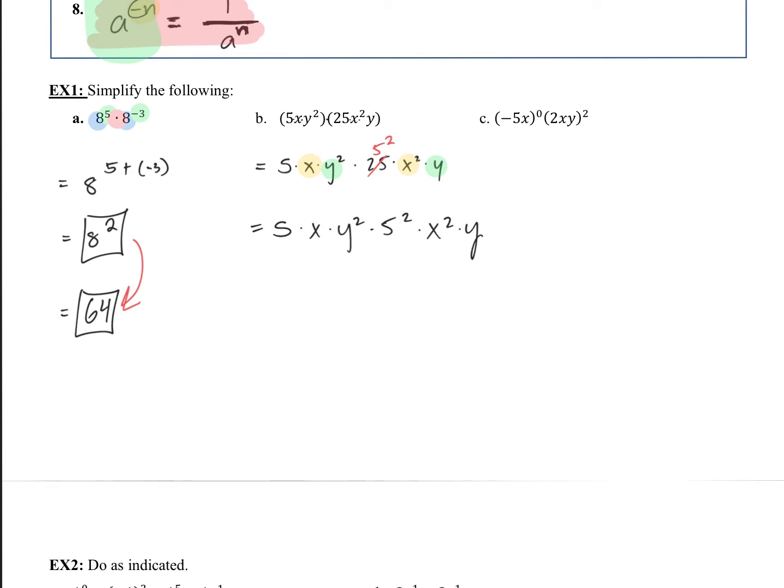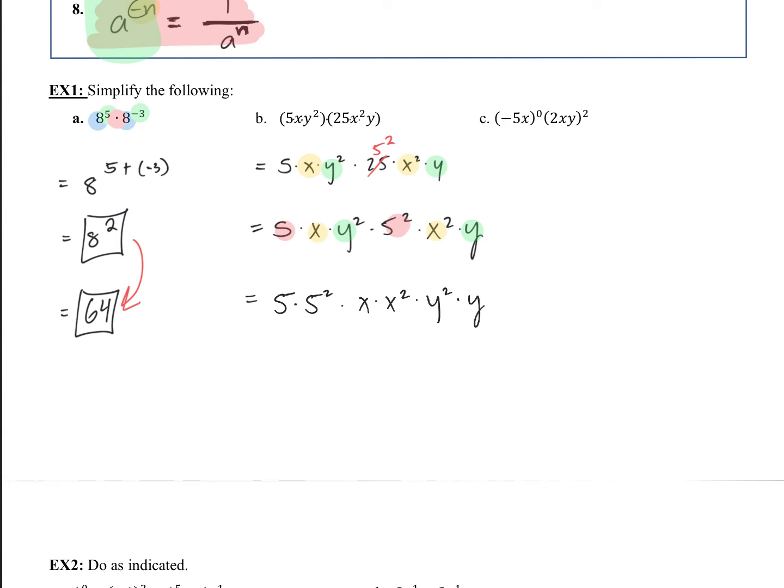So I'm going to go ahead and regroup these. It's all multiplication, so it doesn't matter how I group it. I'll go ahead and group the 5's together, the y's together, and the x's together. And then we can see how we can use the rules of exponents. So 5 times 5 squared times x squared times y squared times y.